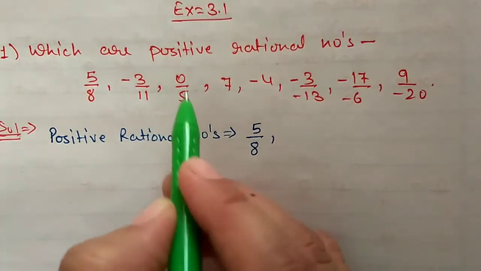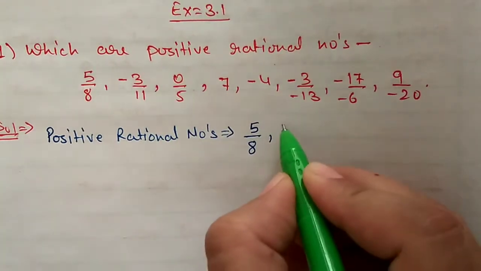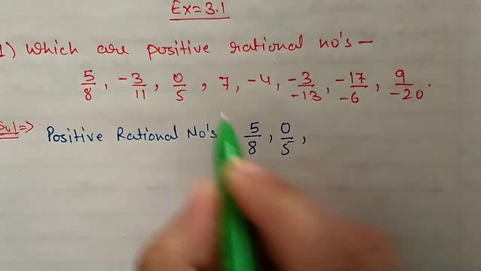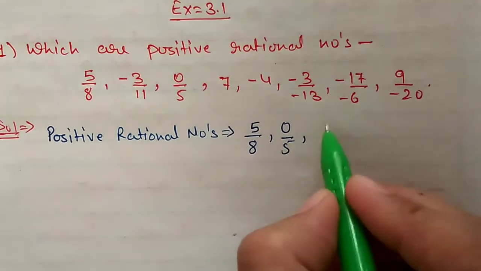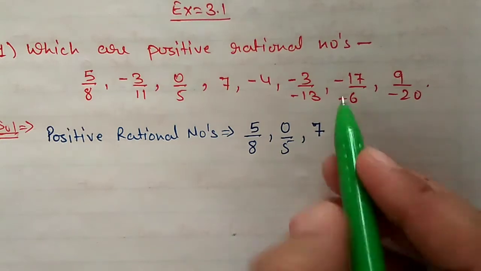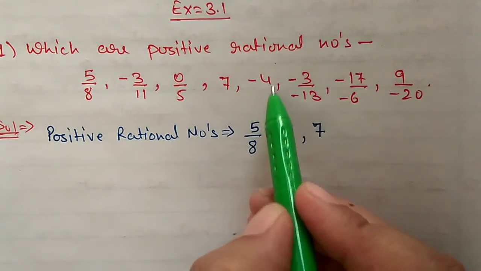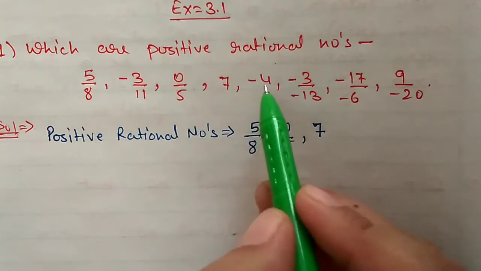Next, 0 by 5. 0 is in the numerator, so we can consider it as a rational number, 0 by 5. Then next number we have 7. This also we can write as 7 by 1, which is a rational number. Next number, minus 4 or minus 4 by 1. This is a negative number.